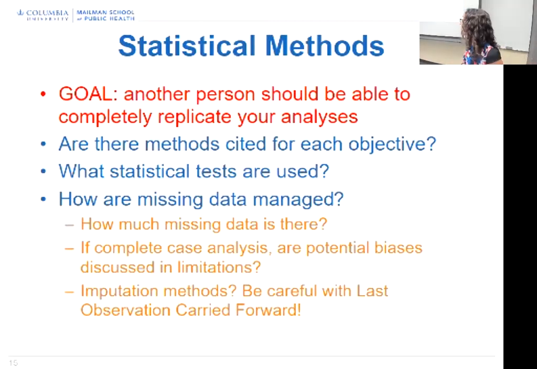And I just wanted to warn against last observation carried forward. In RCTs, a lot of people tend to use this method, which means if someone drops out, you take the last available measurement that you have on them and carry it forward to their endpoint. There's a lot of bias associated with doing that. There are much better methods out there to handle missing data, so do not use last observation carried forward.